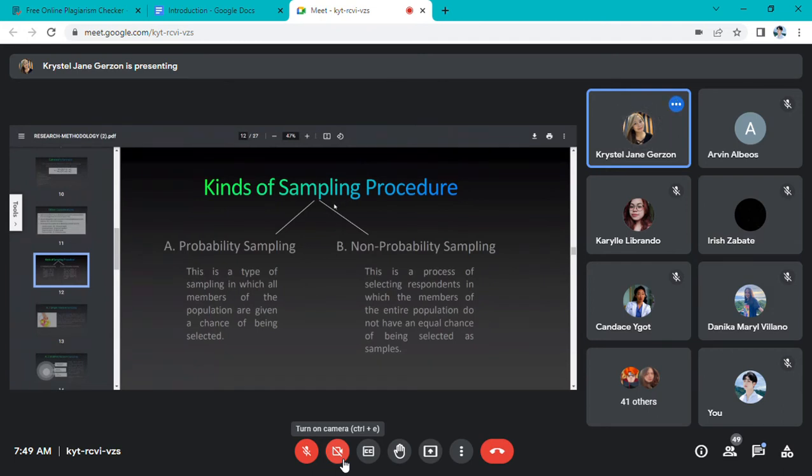So again, guys, there are two kinds of sampling procedure that you can use when you will be looking for respondents later on. There's probability sampling and non-probability sampling. Probability sampling is a type of sampling in which all members of the population are given a chance of being selected. Whereas the opposite is non-probability sampling, wherein not the entire population will be given the chance to be selected as a respondent.